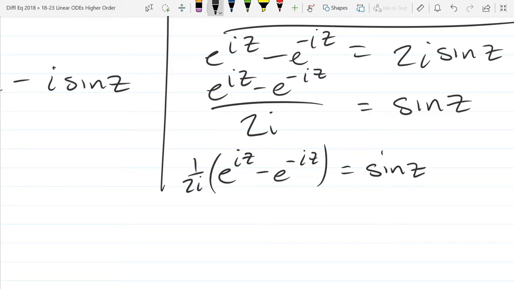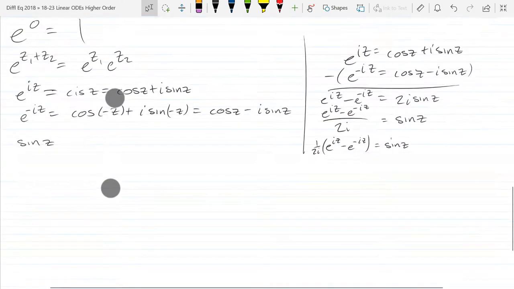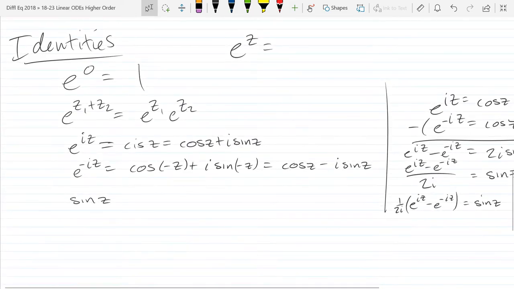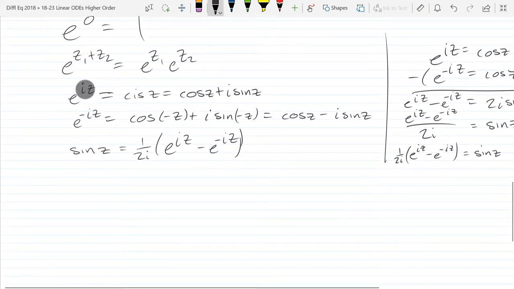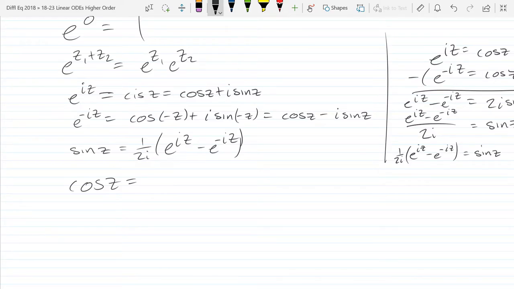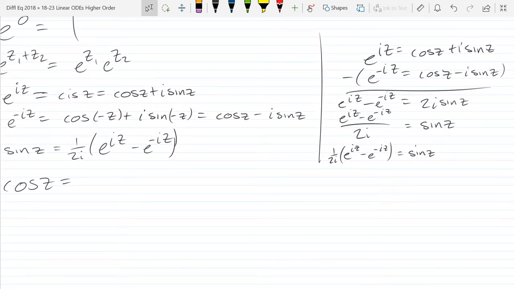Now this should feel very much like the hyperbolic sine, if you remember way back from Calc 2. So that's our sine z identity, 1 over 2i, e to the iz minus e to the minus iz. And do the same thing for cosine z. So there should be a very similar form for cosine. And I'll scroll the page back over to the right.